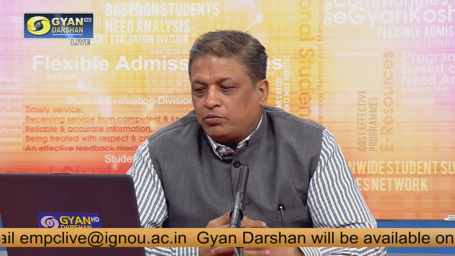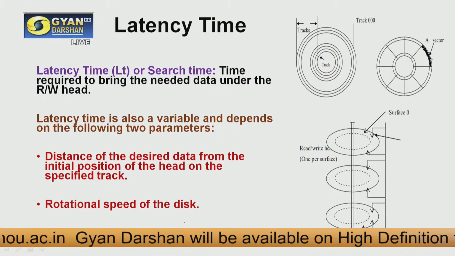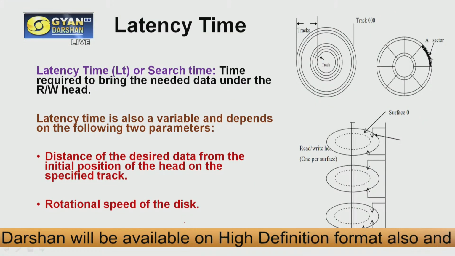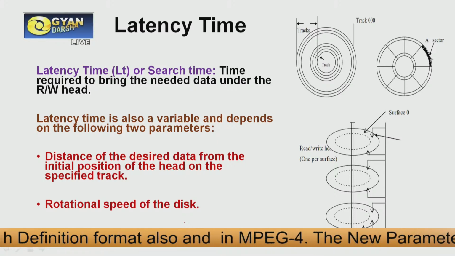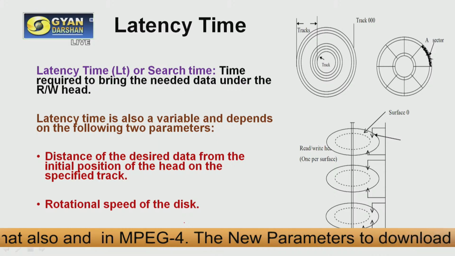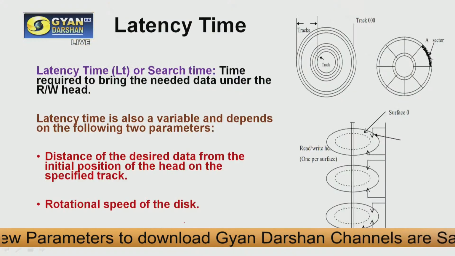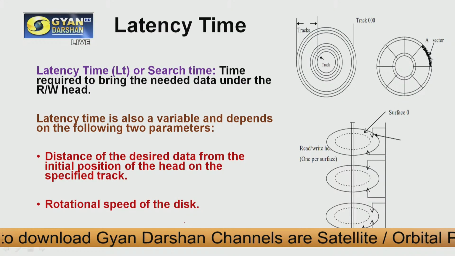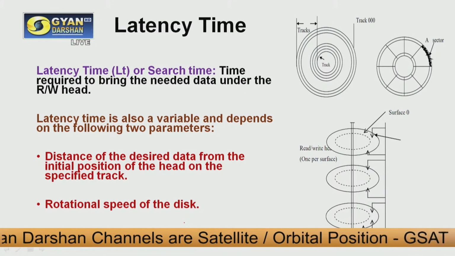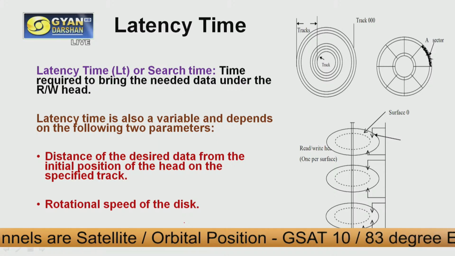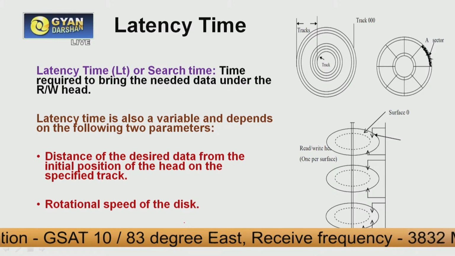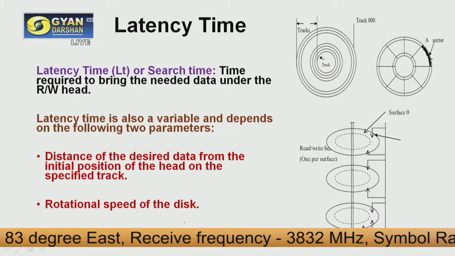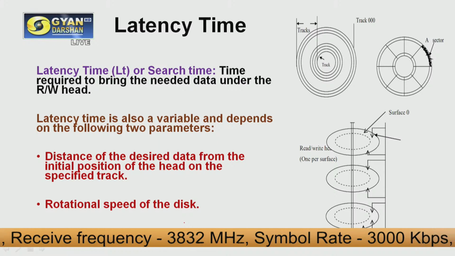Apart from this, we have the latency time, because once the read-write head is positioned onto a particular track, some time is required because the disk is rotating. Once the data has passed, it will take one full rotation to come once again under the read-write head. So the time required to bring the needed data under the read-write head is your latency time. This latency time depends upon the rotational speed of the disk, that is, the RPM value.